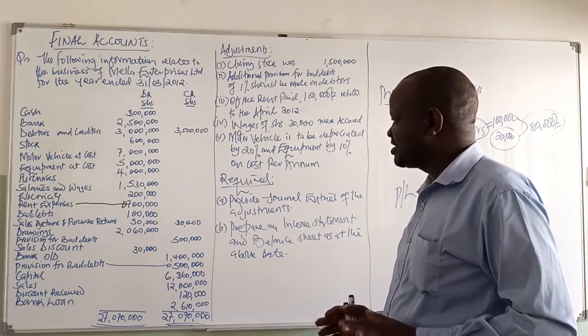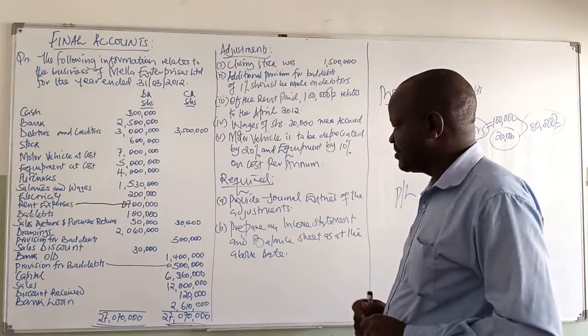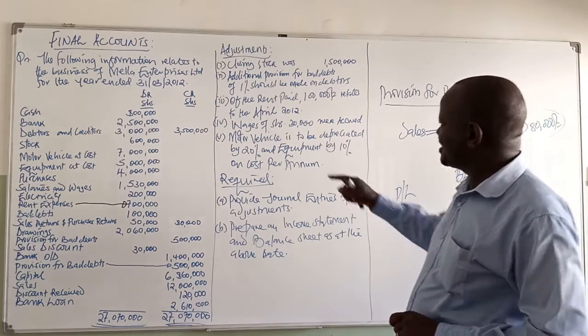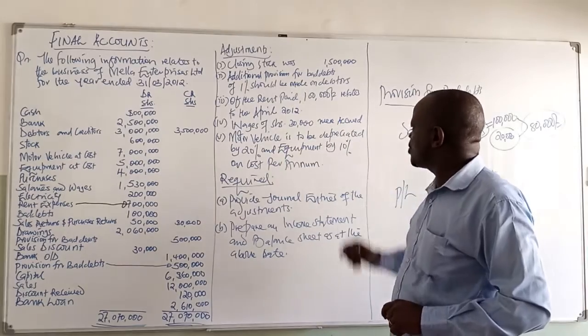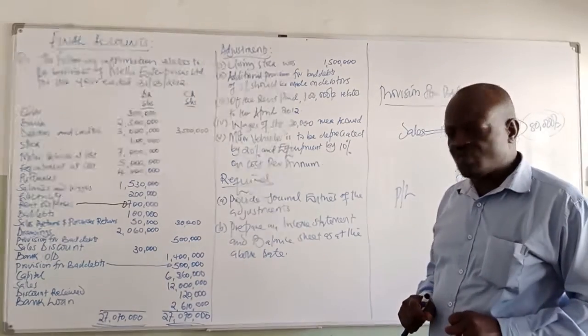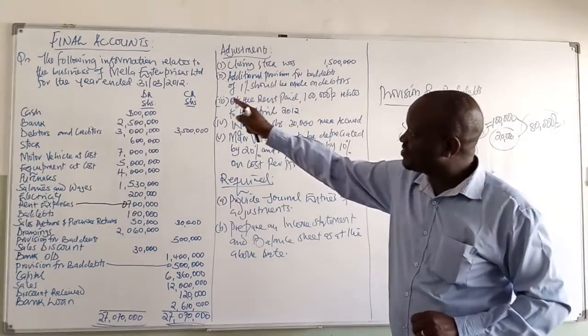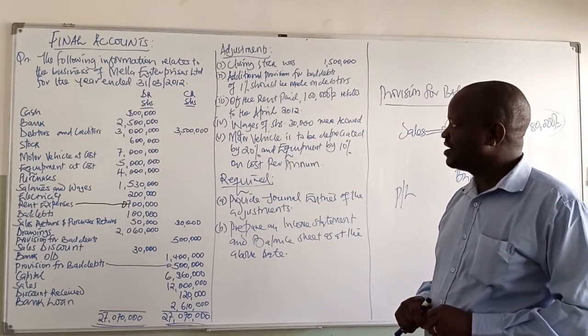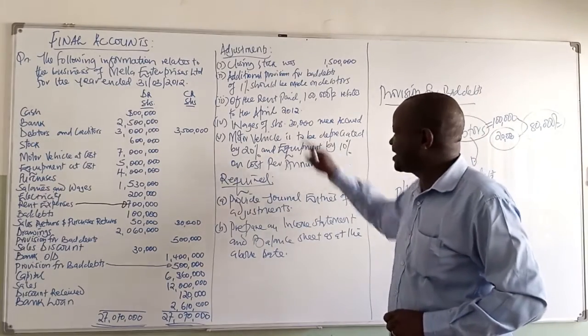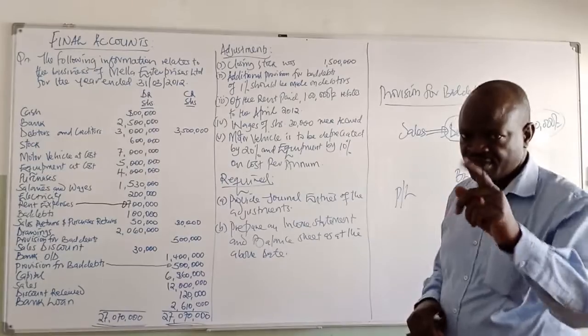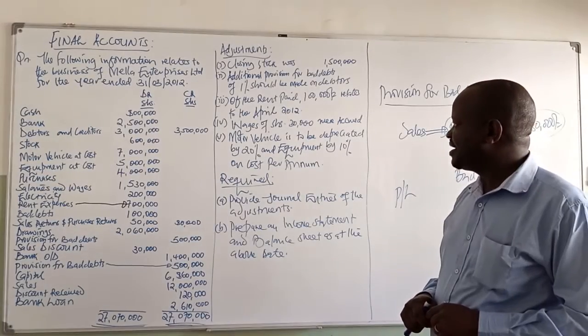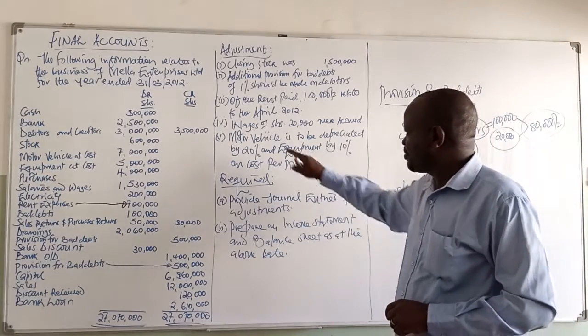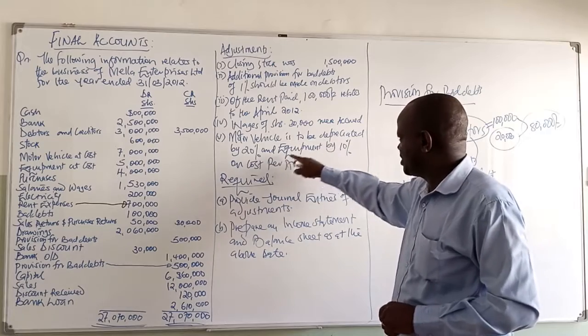See, all those ones there, they are the same. Then they are telling us wages of 30 were accrued, that by the end of 31st March 2012, we had not yet paid 30,000 for rent. It means it's a current liability.